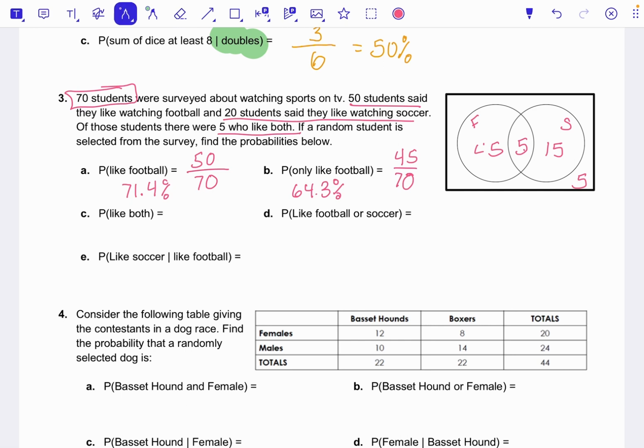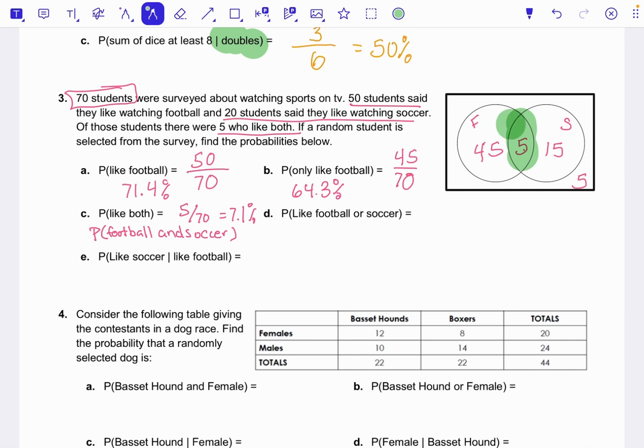All right, then we have a like both. So another way to think about this would be the probability that they like football and soccer. Oops, it helps if I spell soccer right though. S-O-C-C-E-R. So that's just another way to word that same thing. So it's the overlap we're looking at now, just that 5 in the middle there. So it's 5 out of the 70, which would end up being 7.1%.